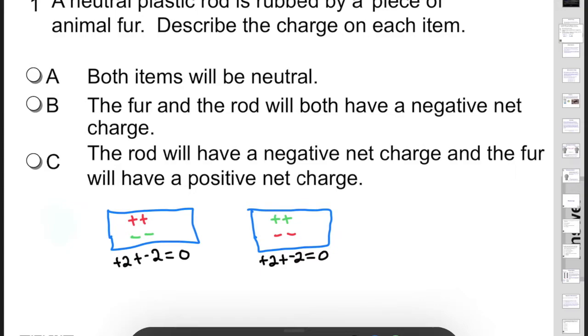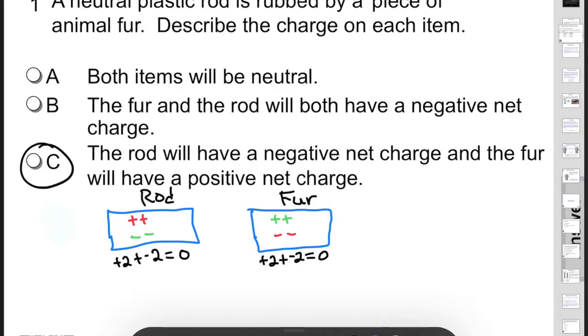Now, if we rub one with the other one, we need to have a motion of charge. Remember, the only charge that can move from one object to the other one is going to be the negative charge. That means the negative charge in one of these objects will move from one to the other one. Now, let's say that this is the rod, and this is the fur. Now, if the rod will have a negative charge, and therefore we have a positive charge. This is going to be the answer.